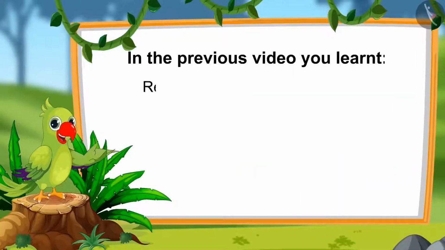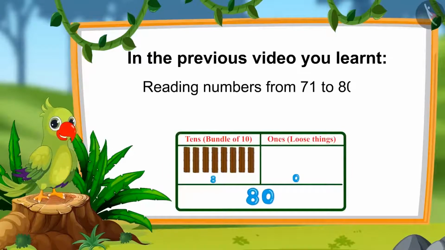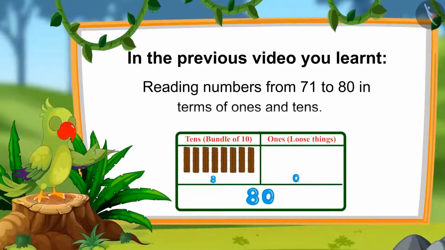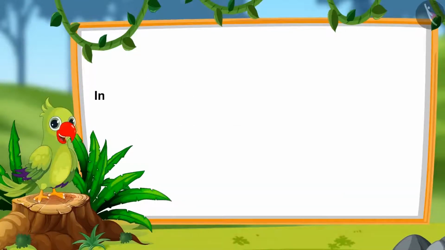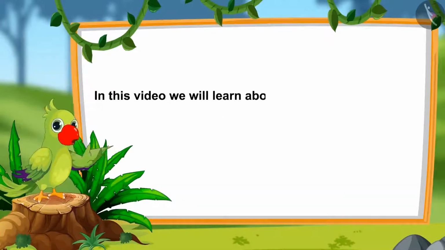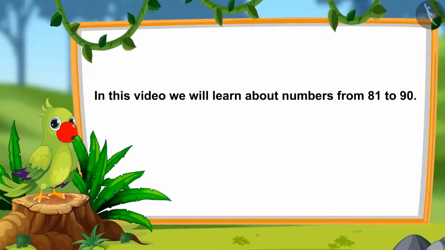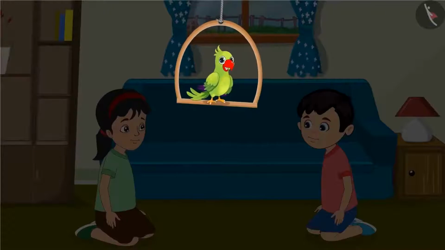Hello children. In the last video, you learnt about numbers from 71 to 80 and reading them in terms of ones and tens. In this video, we will learn about numbers from 81 to 90. Today, Pinky and Chotu will make white flower garlands for their mother.